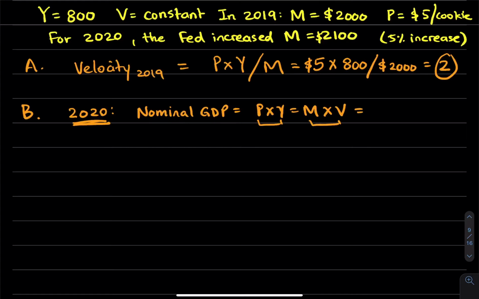So substitute in the value of money supply and velocity. Velocity is given to be constant over these years, so we can use the same value that we got, which is 2. So money supply in 2020 is 2,100, and this is going to be multiplied by velocity, which is 2. And so 4,200 is the value of the nominal GDP in 2020. Okay, so this is one answer.